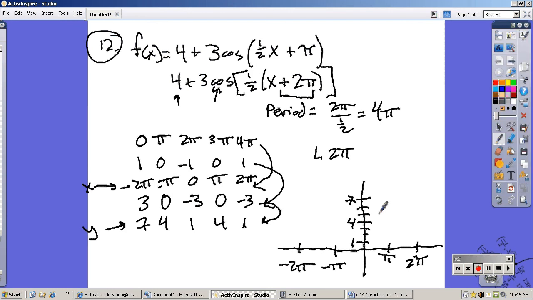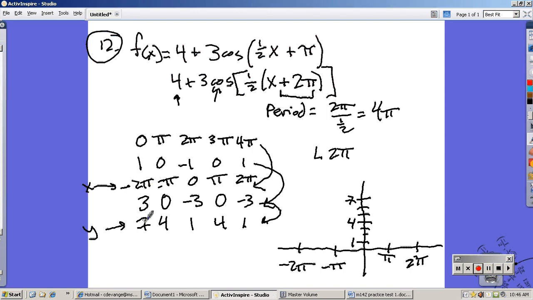I'm going to use a different color just because I can. I know that -2 pi is up here at 7. And it goes through 4. And it goes through 0. Back up to 4. Back up to 2 pi. And remember, it's a cosine, so it's not just a V. It's a nice curve, and there's a decent sketch of it.